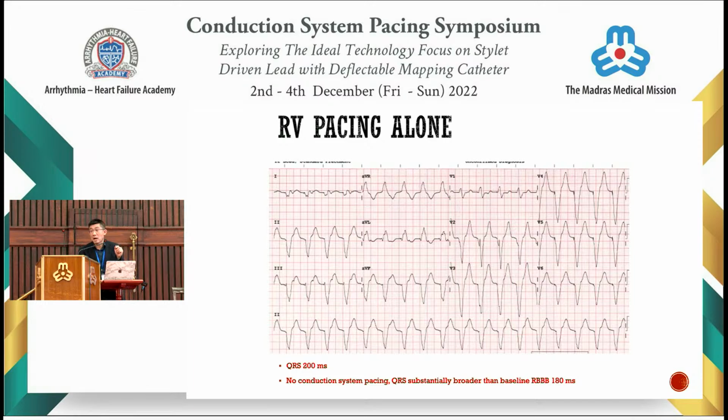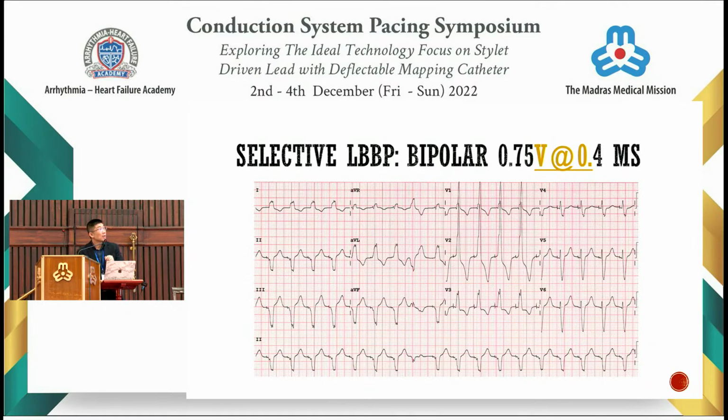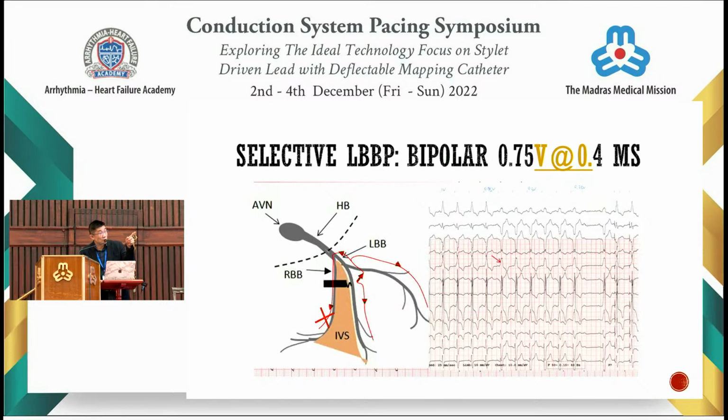But if you pace on the RV apex, it just looks terrible. The QRS is 200 milliseconds. It's just horrendous. So pacing from the apex really doesn't correct this by much. But as we lower the threshold, as we do the threshold test, we end up with selective left bundle branch capture at an output of 0.75 at 0.4 milliseconds. Now you can see that it's actually dropping. Now we are just capturing the left bundle alone as we drop the output. That's sequentially, us going across the board.